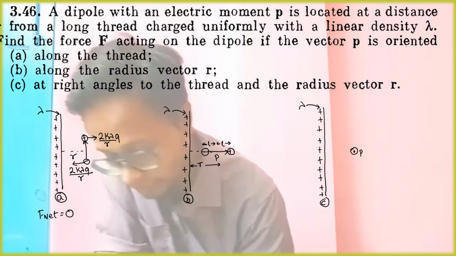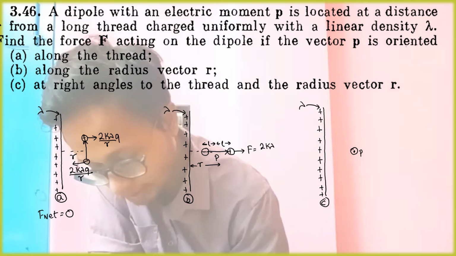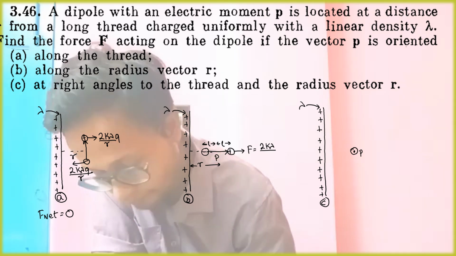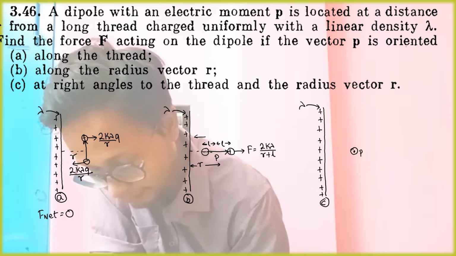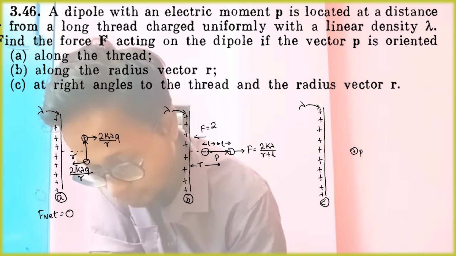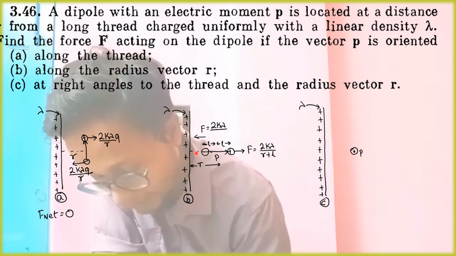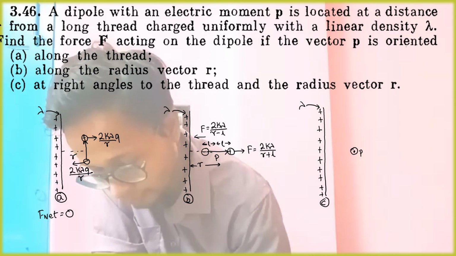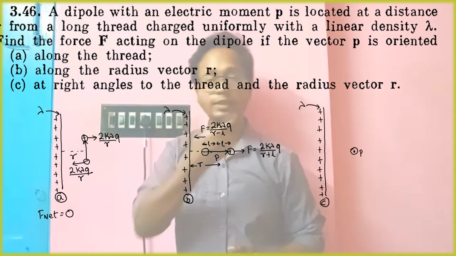The force on the positive charge is in this direction, which is equal to 2kλ/r. What is the distance? The distance is nothing but r plus l. So the field is 2kλ/(r+l), and the force on the negative charge is 2kλ/(r−l), or this much distance only, r minus l, multiplied by q, because force is equal to electric field times charge.